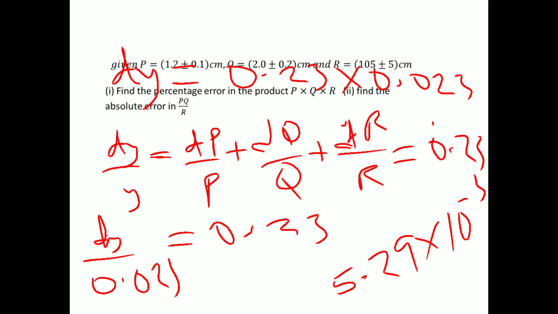Okay, so once you get your relative error, you can find your absolute error by inputting the value of y, and you're okay. Now let's move on.